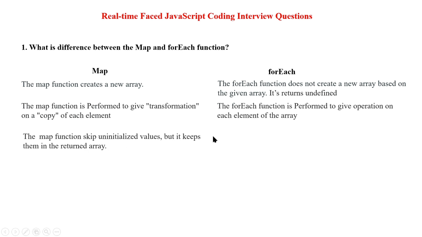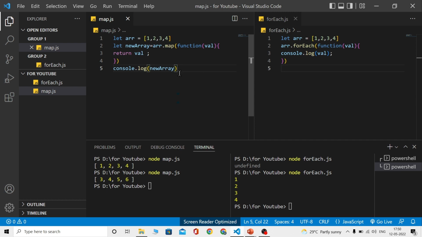Going to the next point, the map function skips uninitialized values, but it keeps them in the returned array. Let's see how it is implemented. I'm going to comment this out, and I will keep an uninitialized value there.